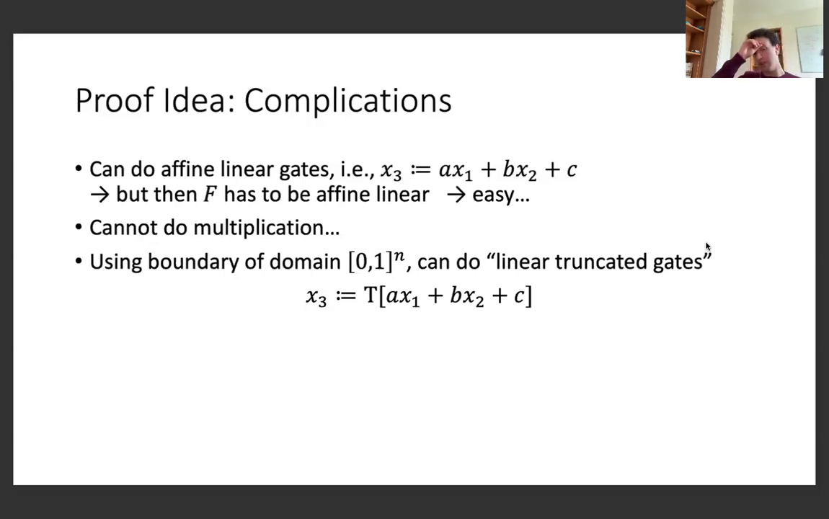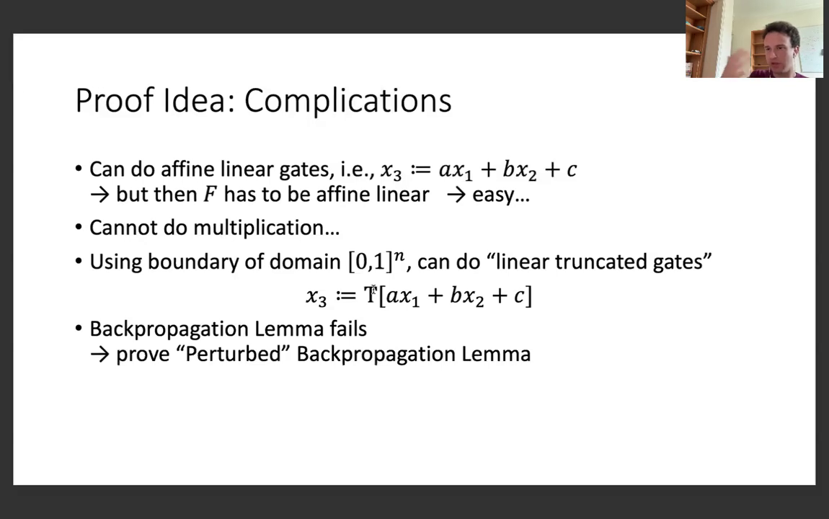Instead, it turns out we can use the fact that we have this boundary on the variables, that they lie between 0 and 1, to implement some kind of a linear truncated gate. So there's a linear affine function, and then there's a truncation that truncates the value to lie between 0 and 1. And so we can implement these gates. This nice backpropagation lemma, though, unfortunately fails for this case, and we instead have to prove some kind of a perturbed version of the lemma.